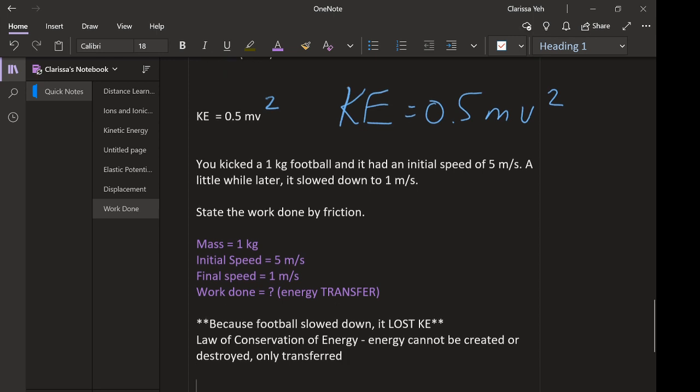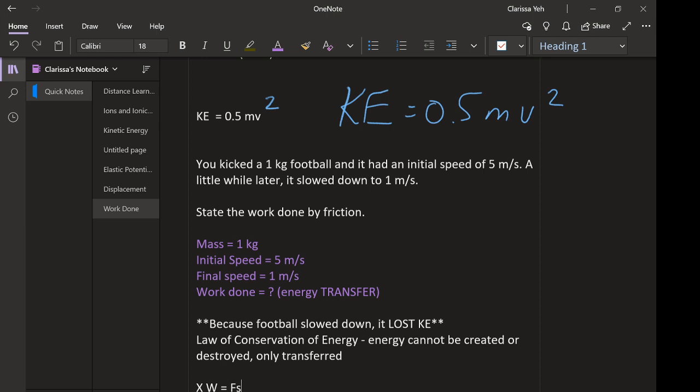So you don't actually need the equation W equals Fs. The only equation that you need is KE equals 0.5 mv squared, which is basically just your way of calculating its starting kinetic energy and then its final kinetic energy. And the difference between those two is going to be how much energy got transferred out by friction.